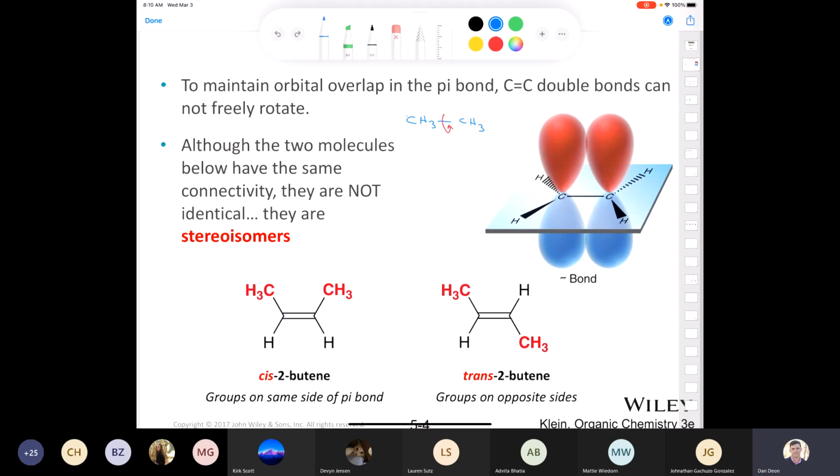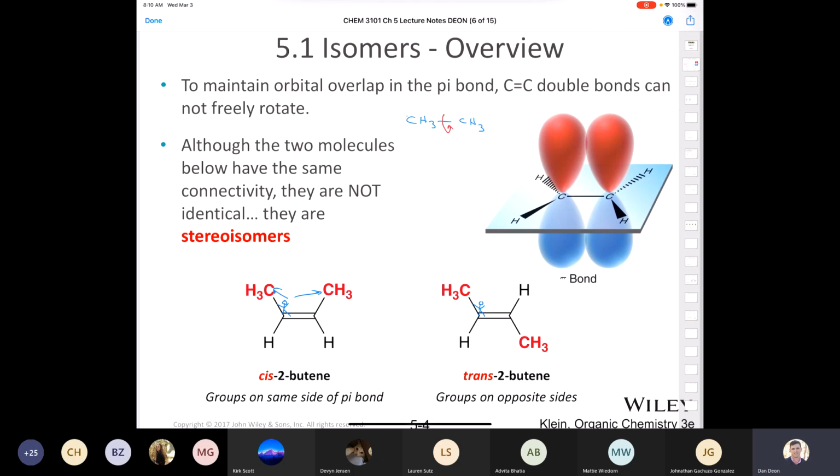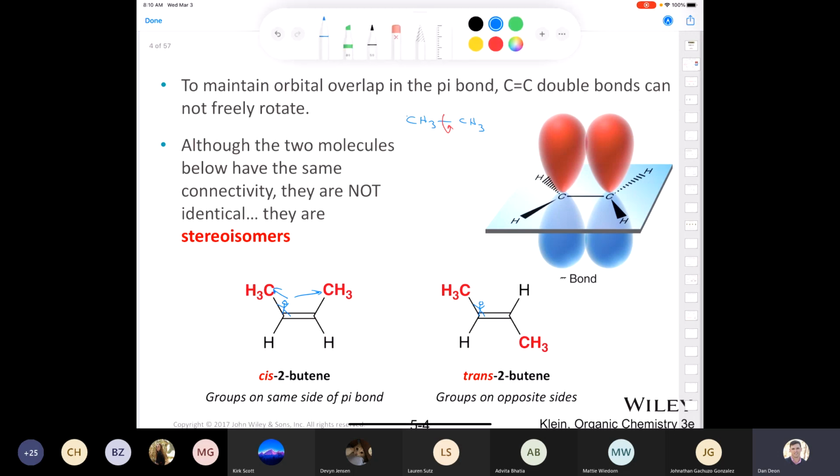However, the arrangement of the atoms in space is different. Again, imagine yourself standing somewhere inside the molecule. If you were here or if you were here, what you would see is that two methyl groups are going to be closer together in the cis 2-butene than they are in the trans 2-butene.